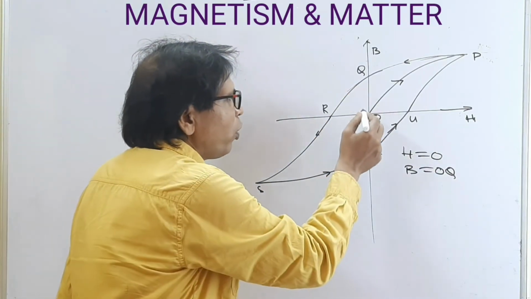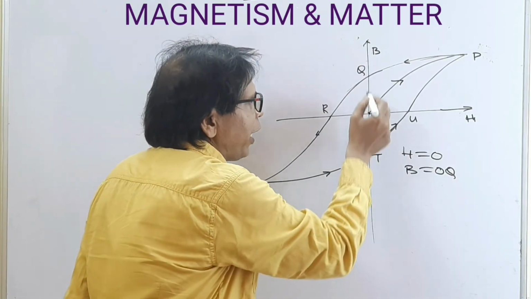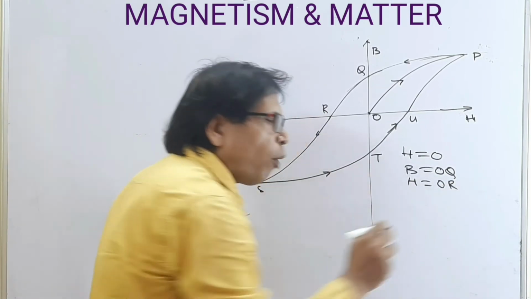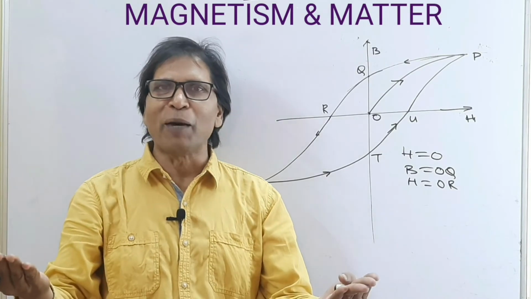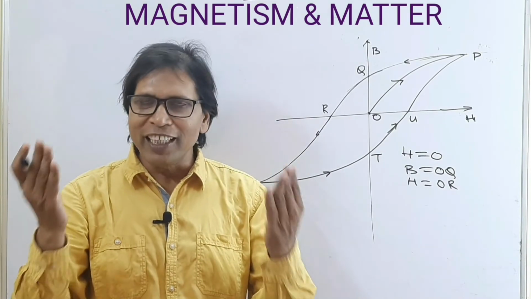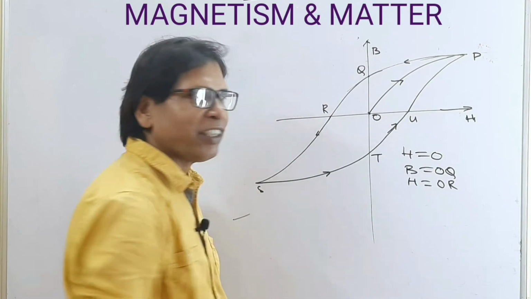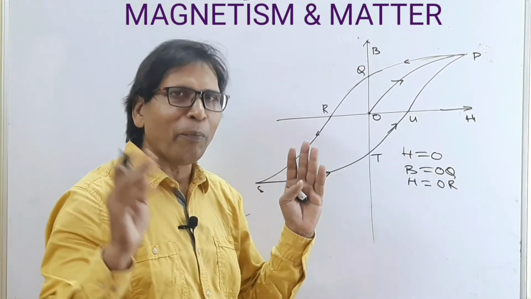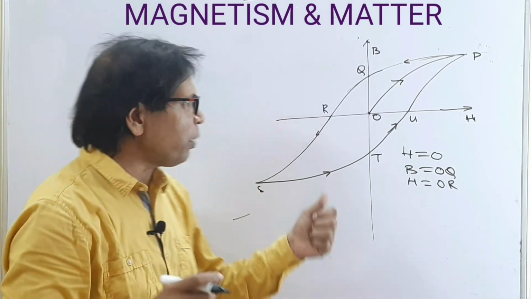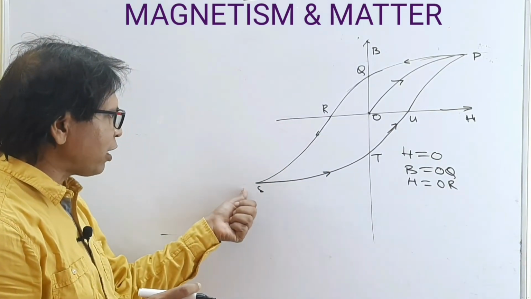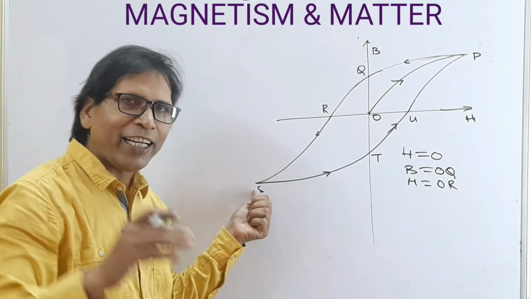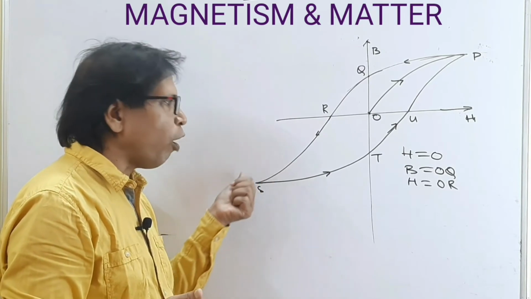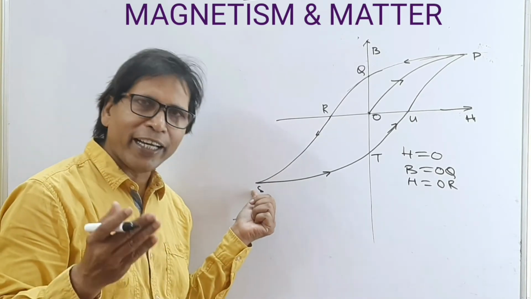Now to nullify this residual magnetism, H is equal to OR, the opposite magnetic field applied to the magnetic substance. So this represents the coercivity. Okay, so coercivity equal to OR equal to minus H. Now the magnetic field is again increased in the opposite direction. The magnetic field inside the magnet increases to a maximum value in the opposite direction at the point S.